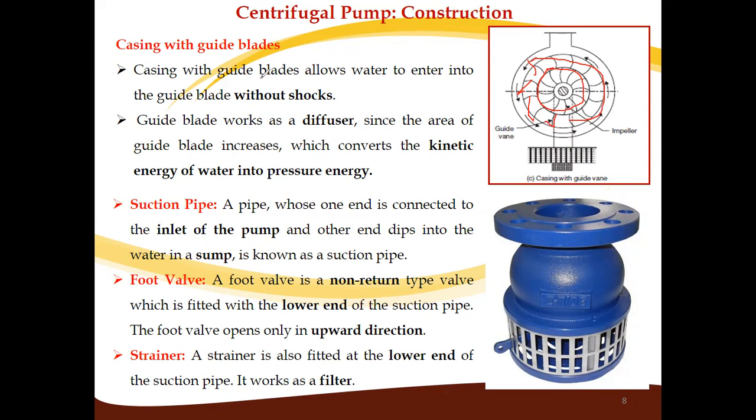So casing with guide blades allows water to enter the guide blade without shock. If we lose the water by this vortex action, it will have shock to the casing in case of vortex or volute casing. But in case of casing with guide blades, the water gets guided through these guide vanes to the casing without the shock.